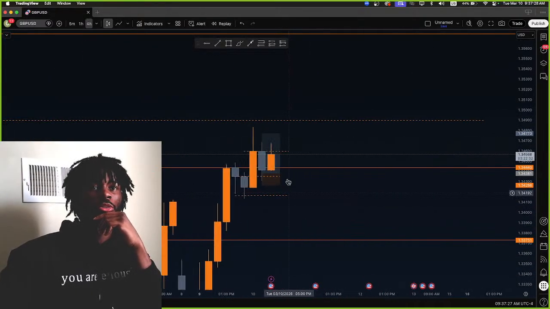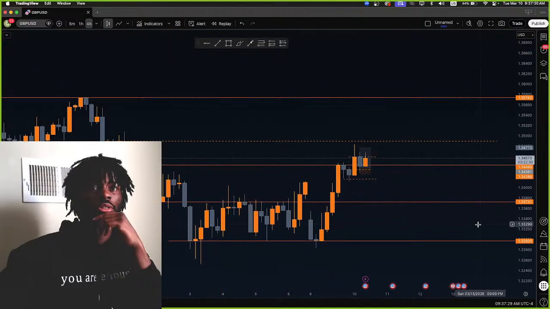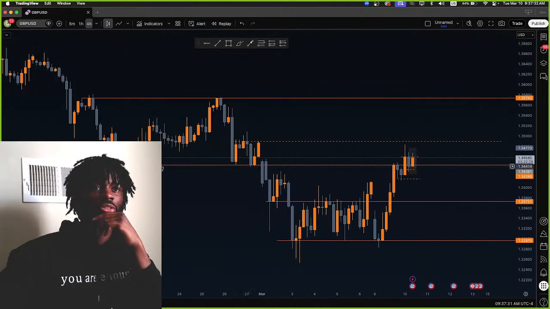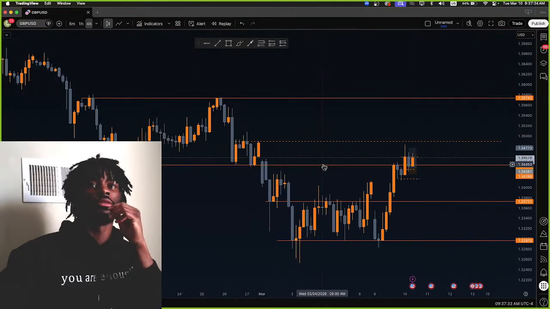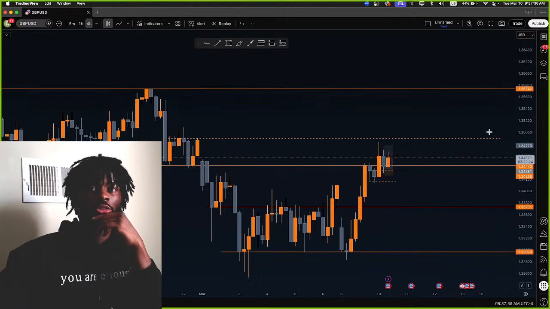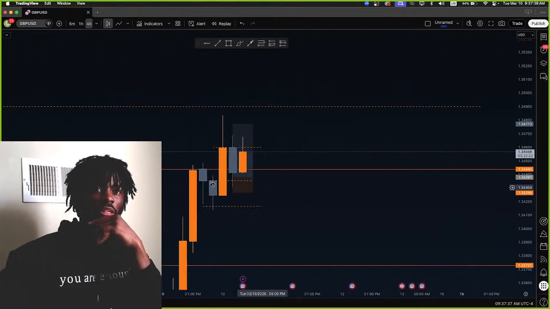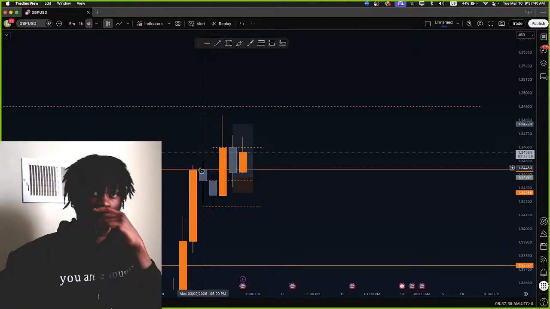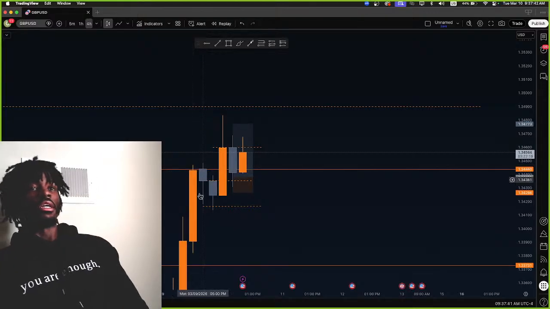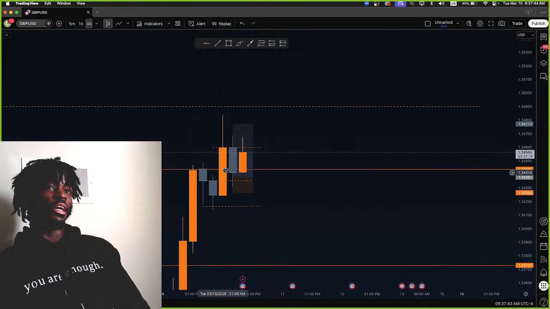Looking at current market structure, looking at my key areas, price is trading at this major area of support. And what I've observed is when price came up, it rejected resistance, came down, created a higher low, then it actually closed back above this area. Then it came back down to retest.